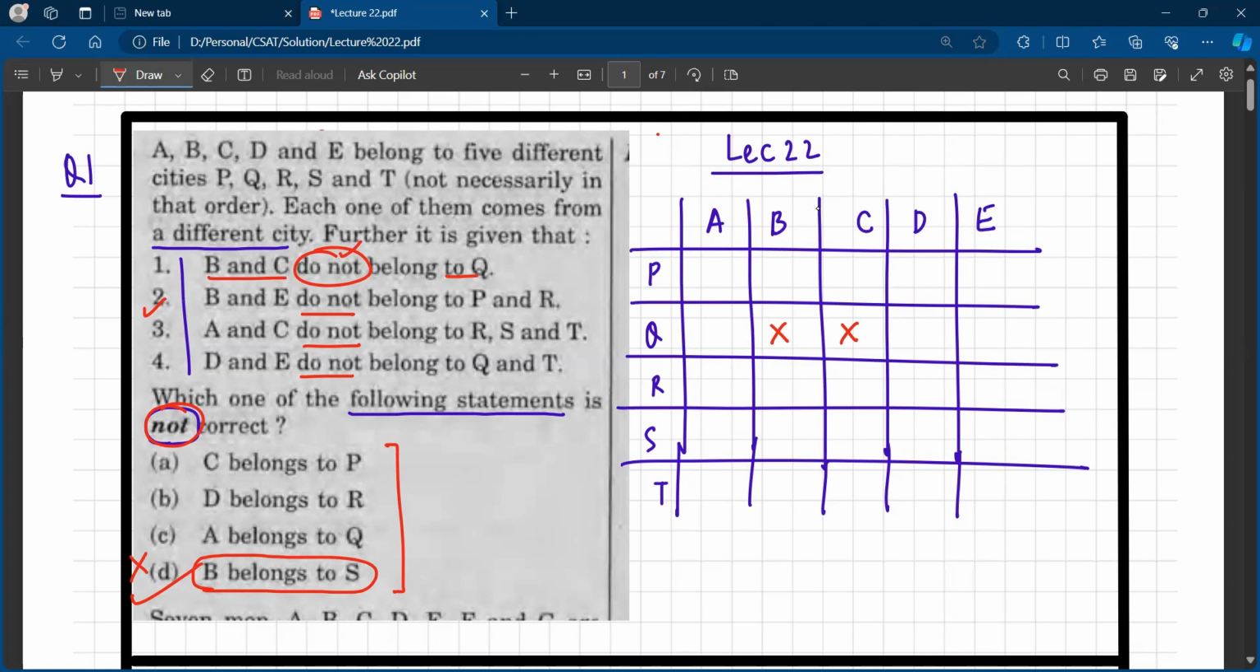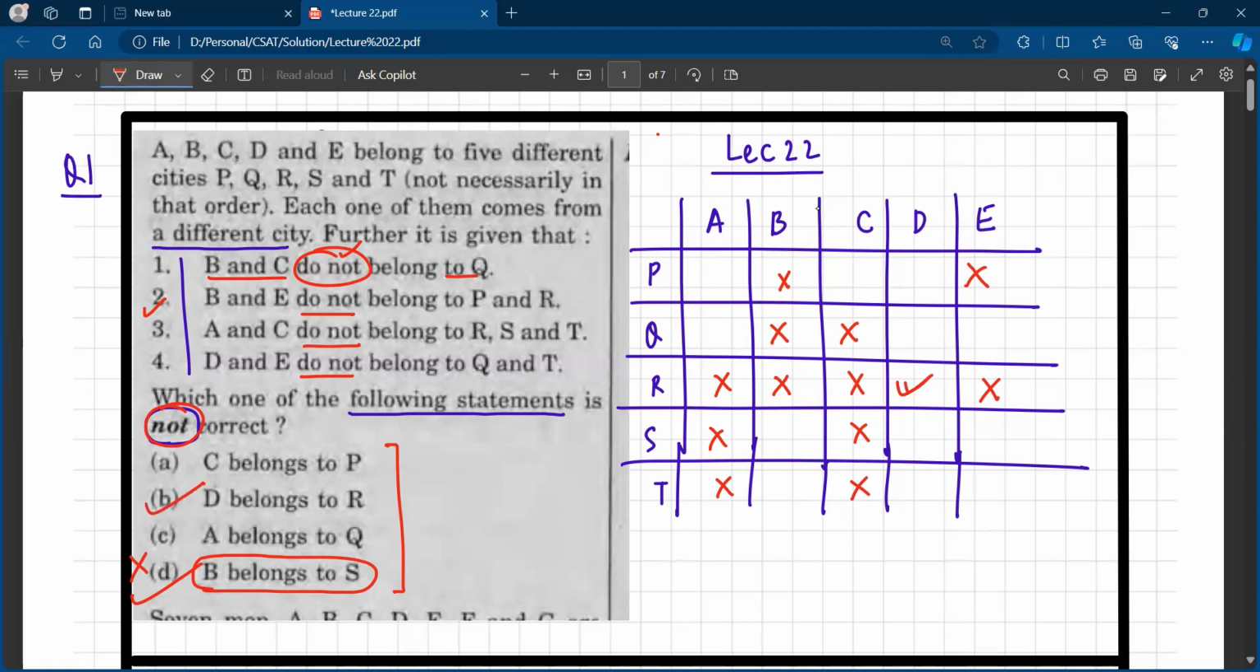Now see, if you solve this question fully, you will get the same answer. How? B and C do not belong to Q, so Q is eliminated here. B and E do not belong to P and R. B does not belong to P as well as R. E does not belong to P and R. A and C do not belong to R, S and T. So obviously D belongs to R. D belongs to R. This is a correct statement.